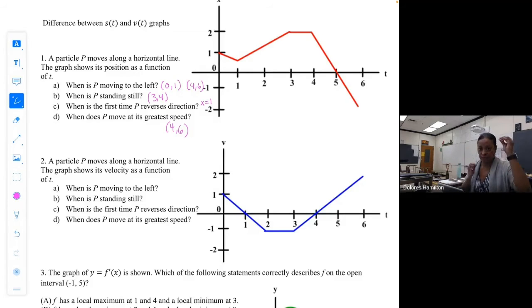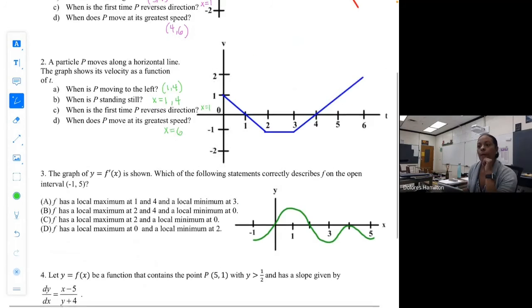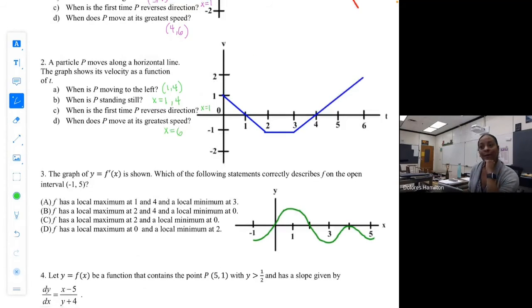So now we're shifting gears to velocity, and we're looking at this graph now as the velocity. So let's try that. If we're looking at question 2 now, when it's asking when is P moving to the left, I'm now looking for where my velocity is negative. This is the velocity graph, so I'm looking for where that value is negative, and that's from 1 to 4. It's standing still when our velocity is 0, and that occurs at those 2 points, 1 and 4. So that is really where P stands still, the only 2 points.